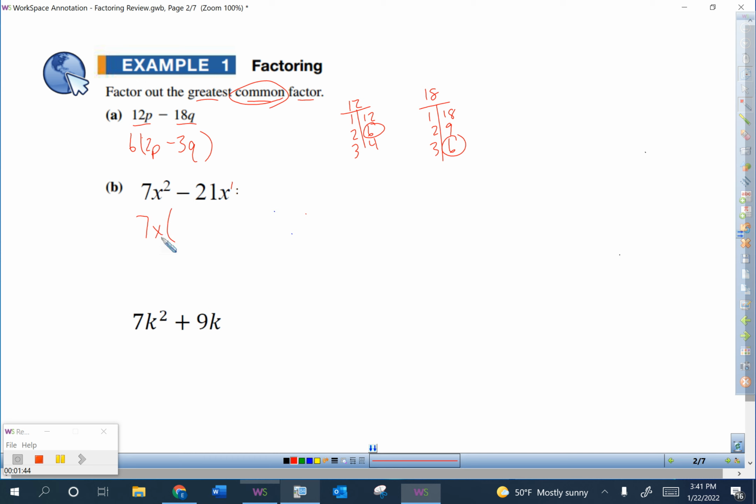So here, 7x times x gets us back to 7x squared. We'd have to multiply by negative 3 to get to that second term. This is really just the reverse of the distributive property where you multiply through.